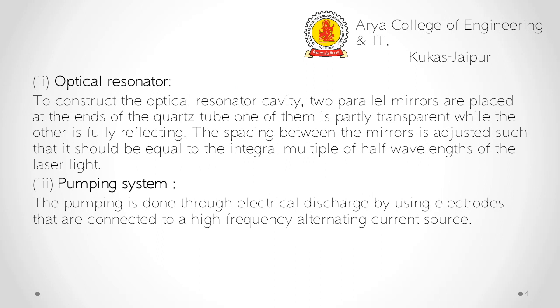Now, the optical resonator. To construct the optical resonator cavity, two parallel mirrors are placed at the ends of the quartz tube. One of them is partially transparent while the other is fully reflecting. The spacing between the mirrors is adjusted such that it is equal to an integral multiple of half the wavelength of the laser light.